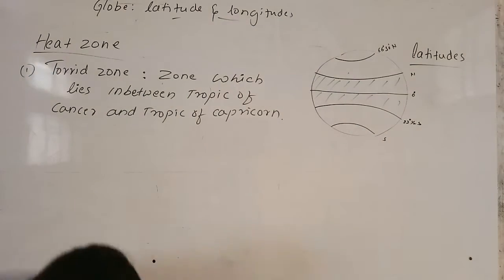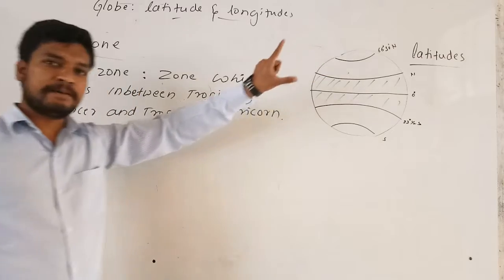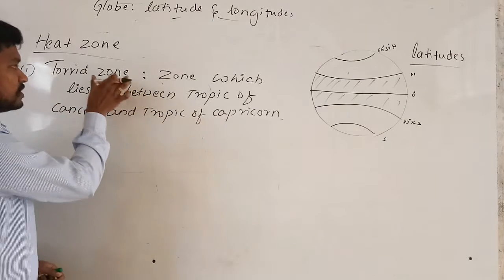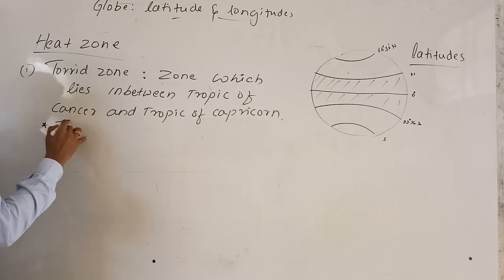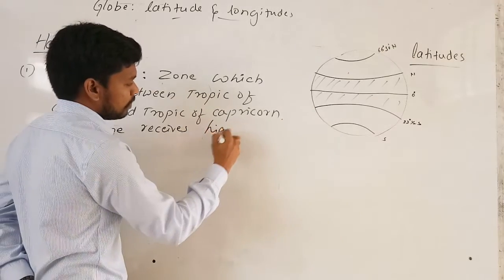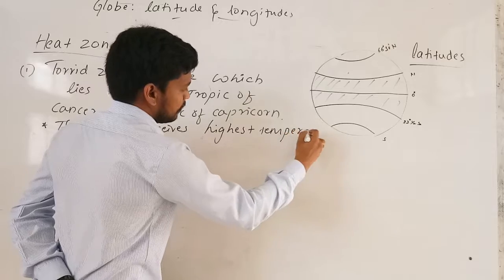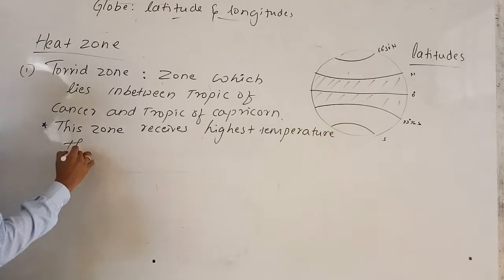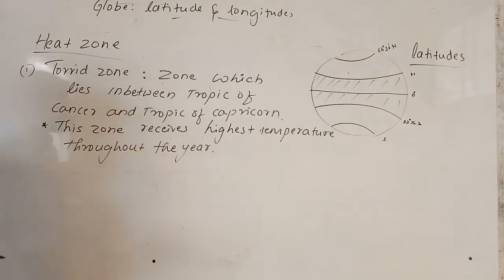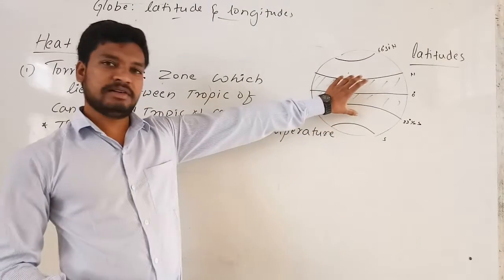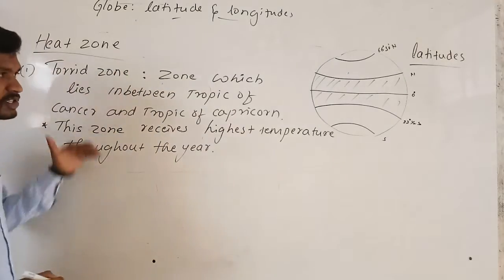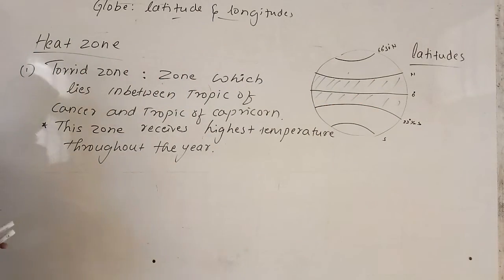Here, this area or this zone receives the highest temperature throughout the year because the sunlight falls directly on this area. So it is called as torrid zone. Torrid zone is the zone which receives highest temperature throughout the year. Every day in the year, the temperature will be high because, as I told, there is direct sunlight that falls directly on these areas. It's about the torrid zone.